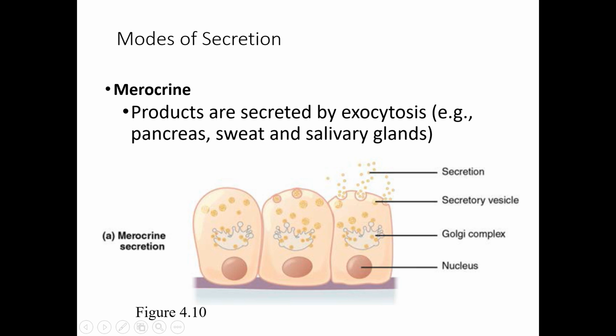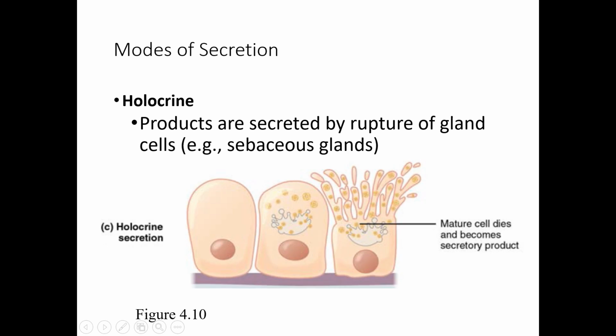So, when something is transported out of the cell in a vesicle, remember it's called exocytosis. Most of the glands release their secrets by exocytosis. But there are other cells. They are called holocrine cells, so that would be holocrine mode of secretion.